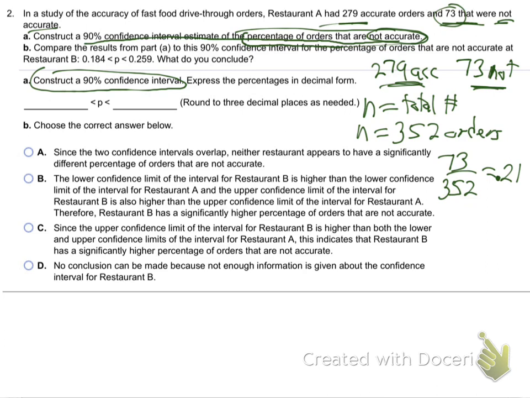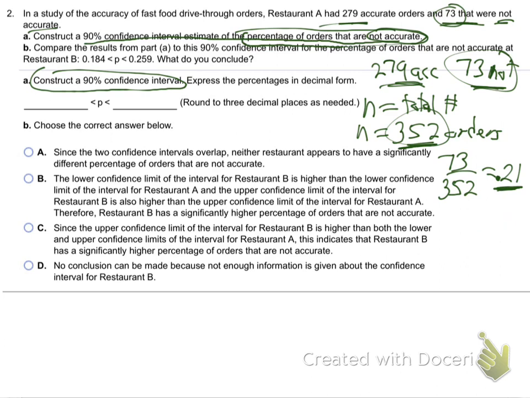But anyway, that would tell us 21%, right? 73 out of 352 total. That's 21% of their orders are messed up, are not accurate. But that would just be from our sample, right? That's our sample of 352 orders. From our sample of 352 orders, 21% were not accurate.